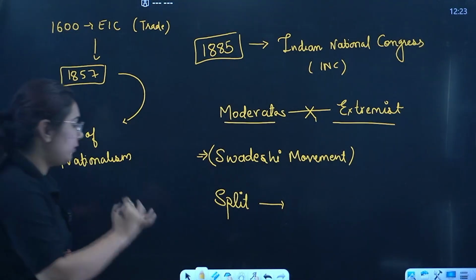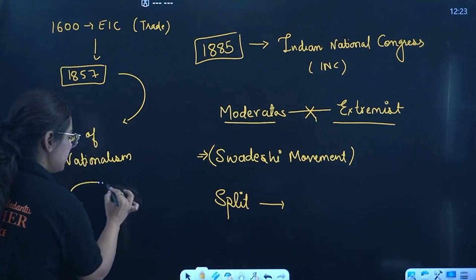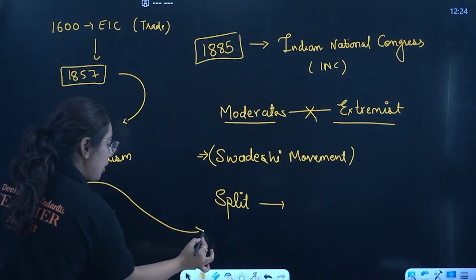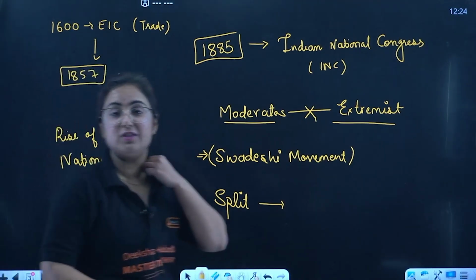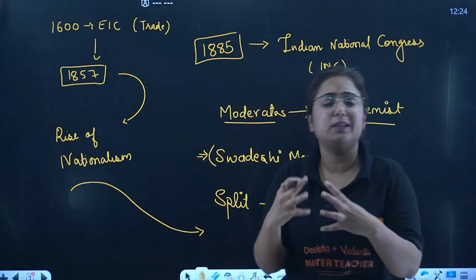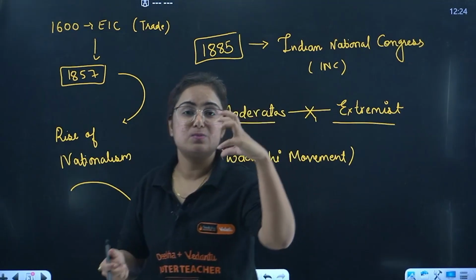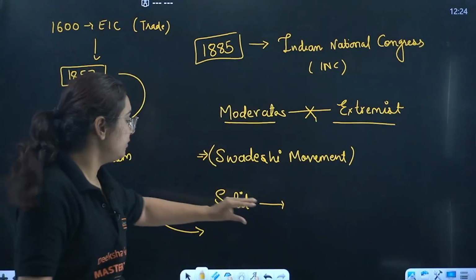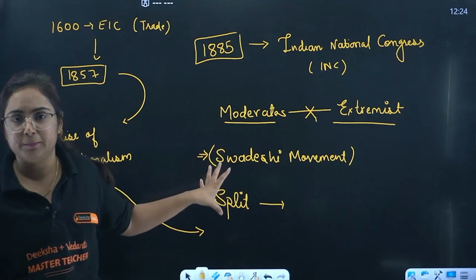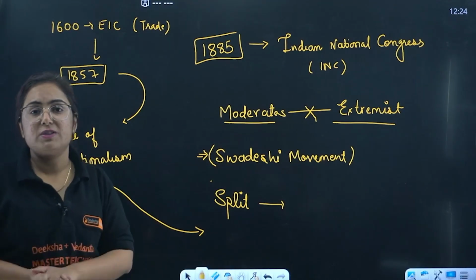Eventually the graph of this nationalism was dropping day by day. I would say that the feeling of nationalism was dropping day by day, but the graph of this movement dropped day by day as there were clashes and a split among the Congress body.